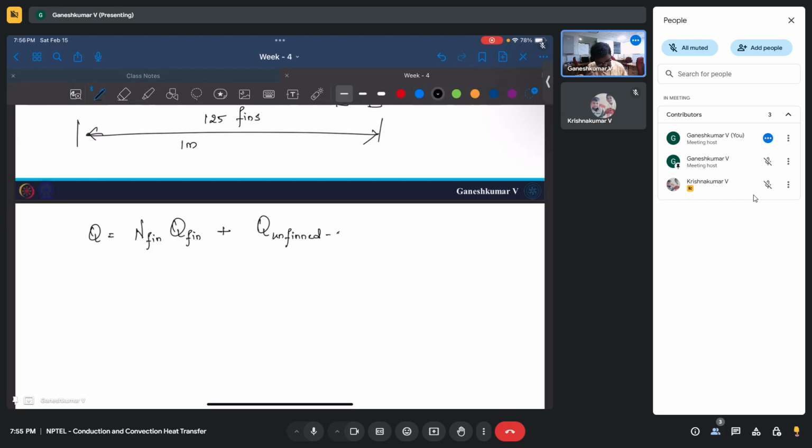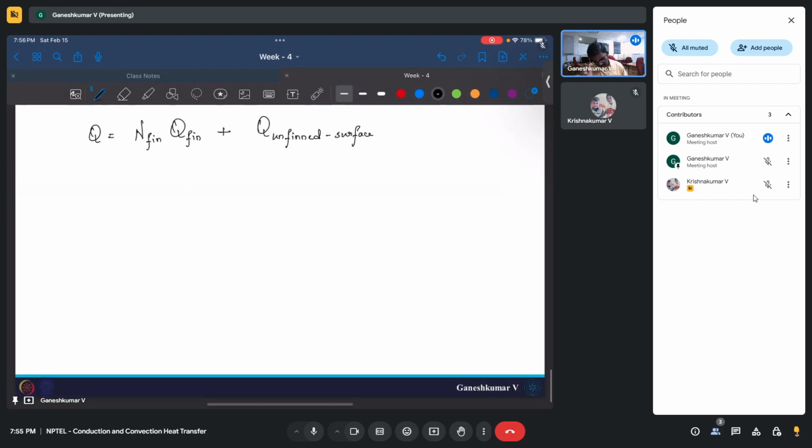So we already know Q fin, we know N fin, we just need to find Q from the unfinned surface. The unfinned surface Q is going to be simply h times A unfinned surface times theta b. A unfinned surface is going to be the total surface area of the tube.